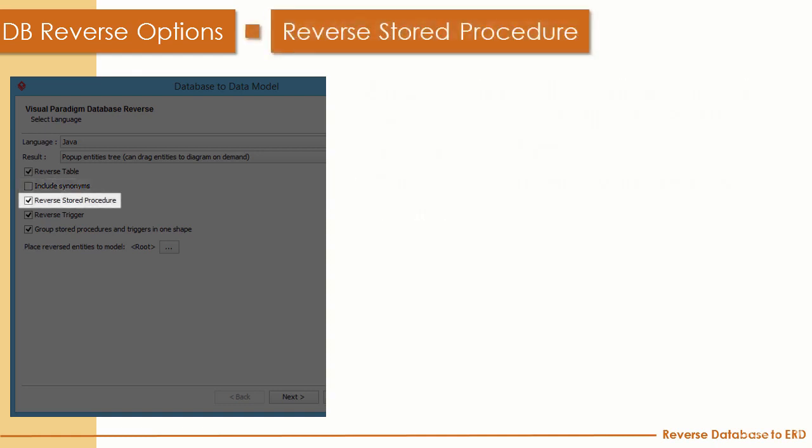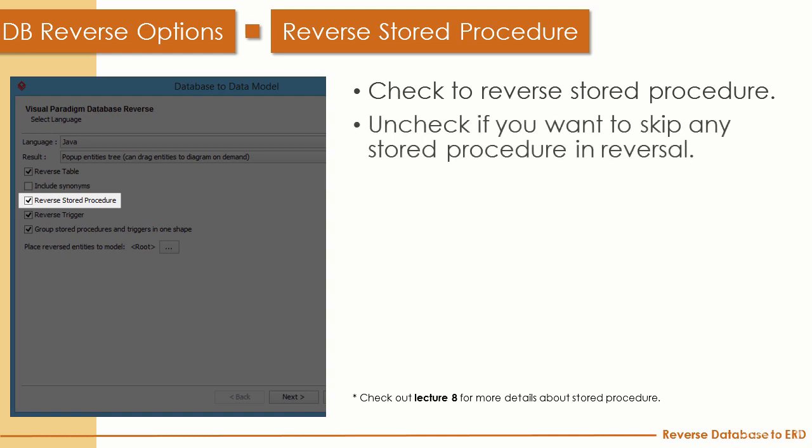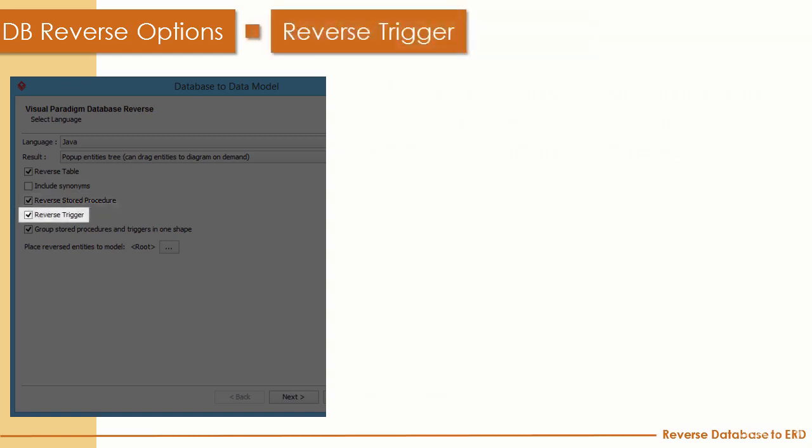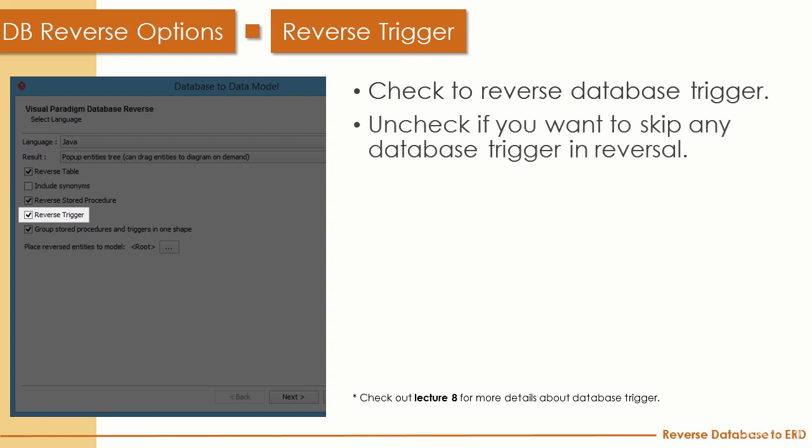The fourth is the reverse stored procedure. You can check this option if you want to reverse the stored procedure. You can refer to lecture number 8 about the details of the stored procedure. Uncheck this if you don't want to reverse the stored procedure. The trigger is similar; it reverses the database trigger. Again, you can refer to lecture number 8 about the trigger. If you uncheck it, you just skip it.